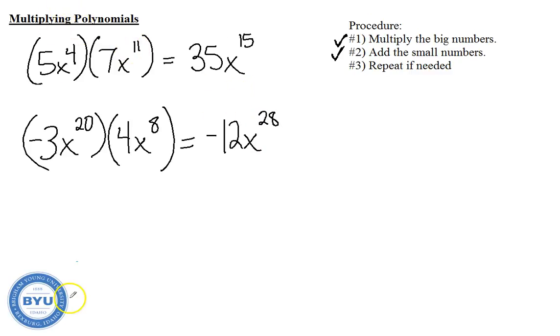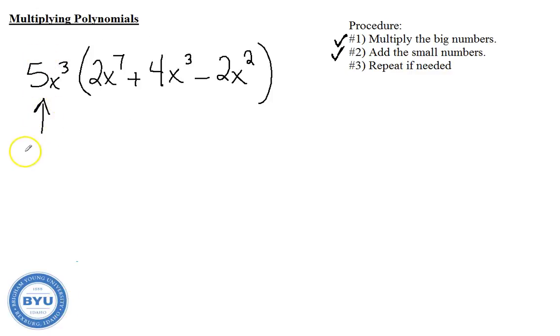Now we need to take it a step higher and multiply polynomials. So here is an example. We have a monomial being multiplied by a polynomial. Here we have a monomial on the outside and then a 3-term polynomial inside. But the process is going to be the exact same. We're going to multiply the bigs and add the smalls, and in this problem we're going to need to repeat. We're going to actually repeat 3 times because this monomial is going to get multiplied to everything on the inside. Basically we're doing distribution.